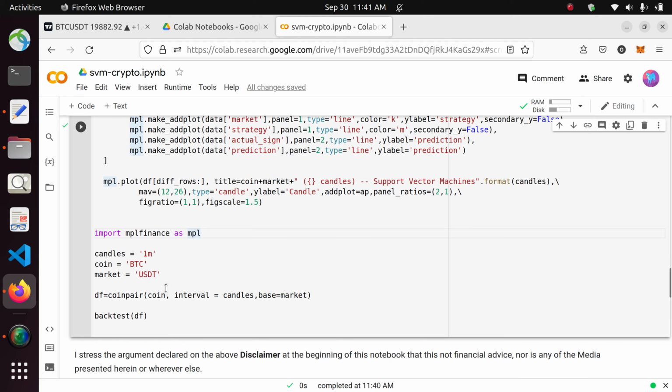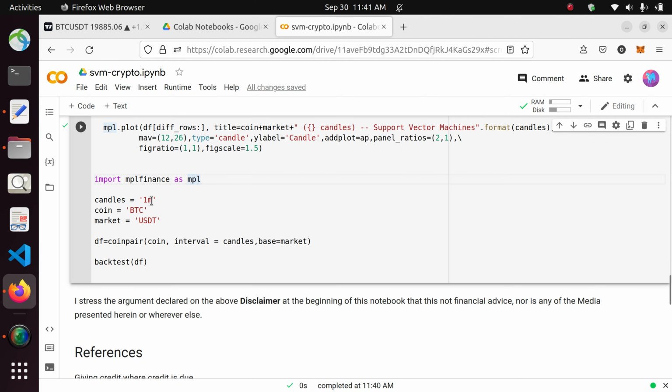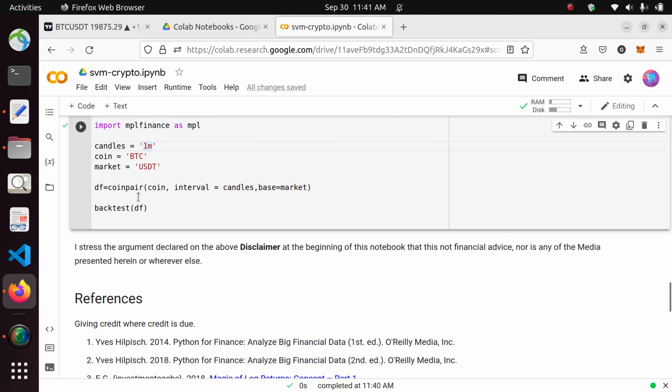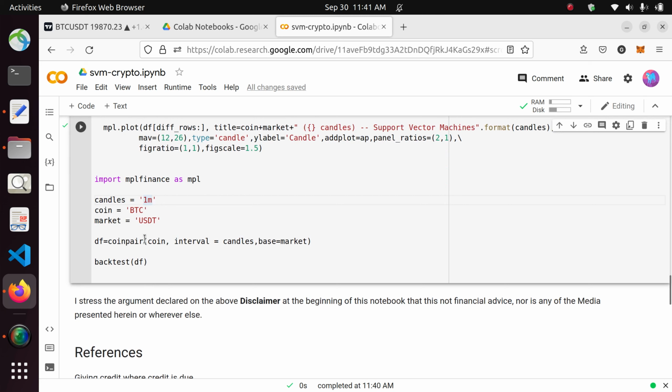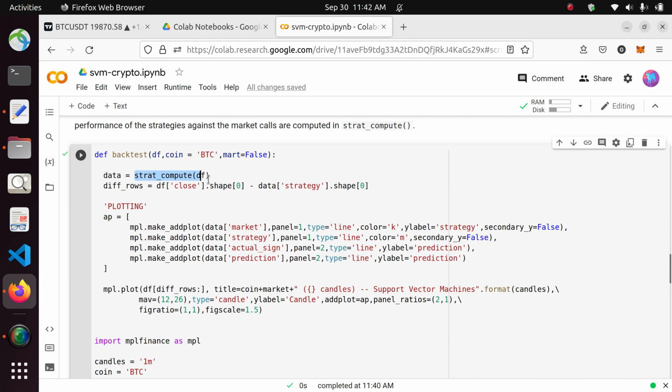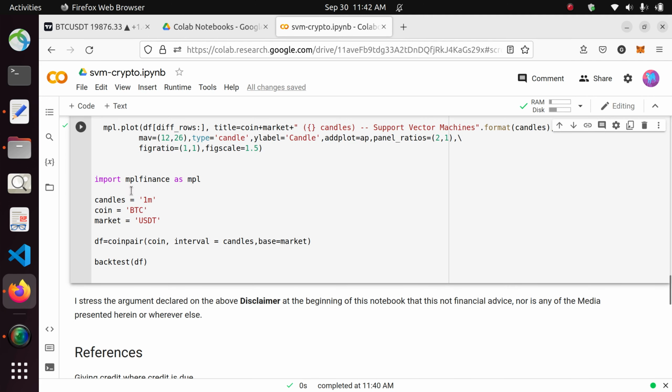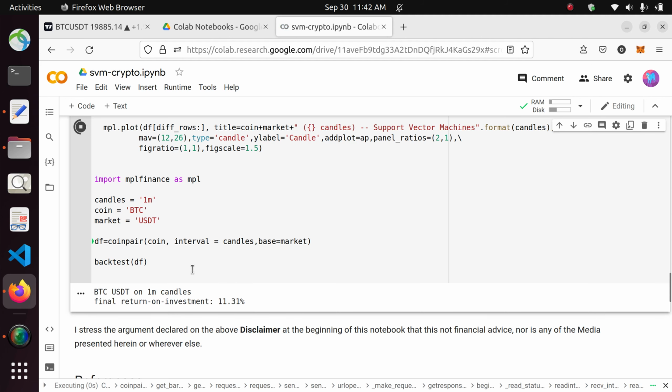Now candles, coin, market: basically which candle time frame we want to look at. I'm just going to do 1 minute candles. Coin, from the title of the video, is just Bitcoin on the USDT market. Coin pair is the function which downloads the cryptocurrency price data, in this case Bitcoin USDT, and backtest is this helper function which does everything. The helper function calls into the strategy compute to get all the data, of course. So we run it, and we'll see what we get.